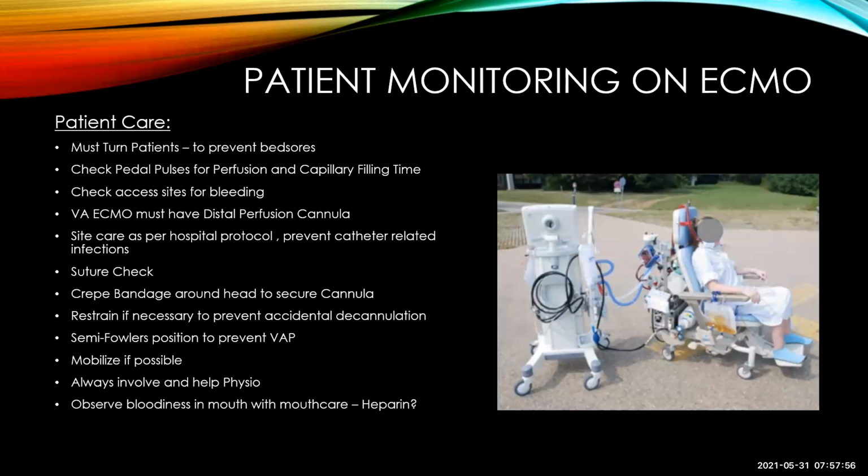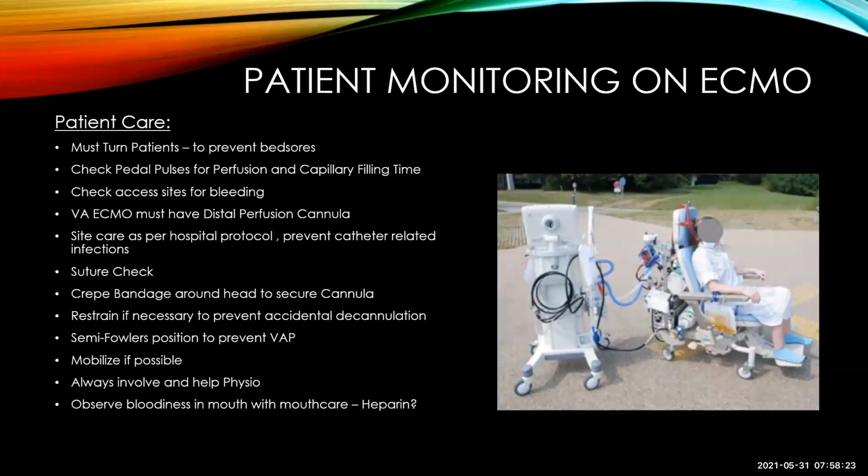Suture check, especially when your patient's been on ECMO for a while and he's starting to move and he's not ventilated anymore. Make sure that your sutures are nice and intact and nice and tight, otherwise the cannula will slip out. Then you need a crepe bandage around the head to secure the cannulas that are placed in the neck area. And if you need to restrain the patients to prevent accidental decannulation, then you have to do that.